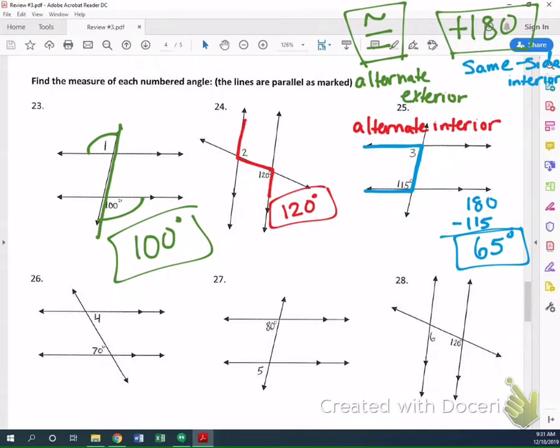Number 26, do you know what type of angles those are? They're on different sides of the transversal, but inside the other two. Alternate interior. Alternate interior angles are congruent. So what's the measure of angle 4? 70 degrees.